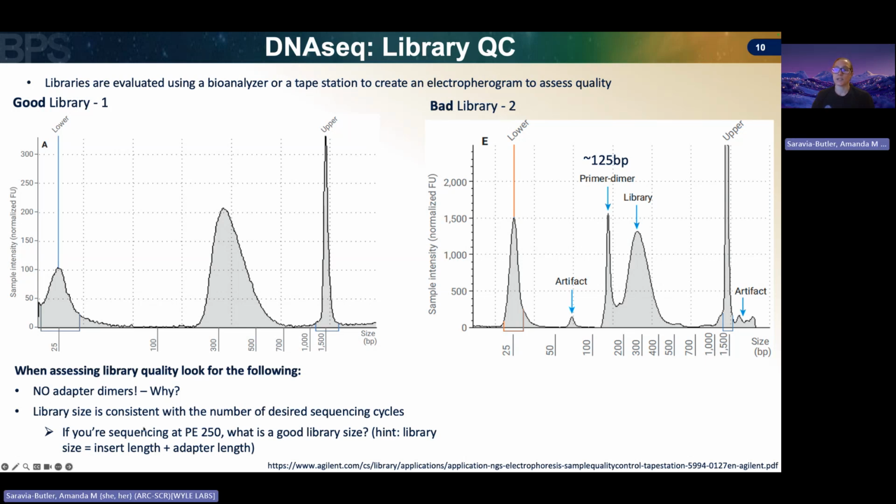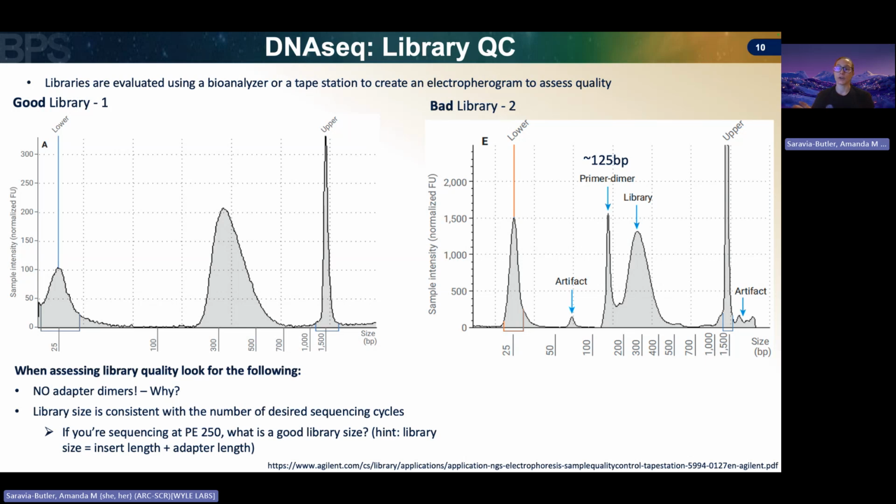You also want to check your library size and make sure it's consistent with the number of desired sequencing cycles. Throughout that library preparation, with your final libraries, you're going to end up doing a size selection, and you want to make sure that the size of your libraries, and ultimately the size of the fragments that you started with, are going to be dependent on the length of your sequences.